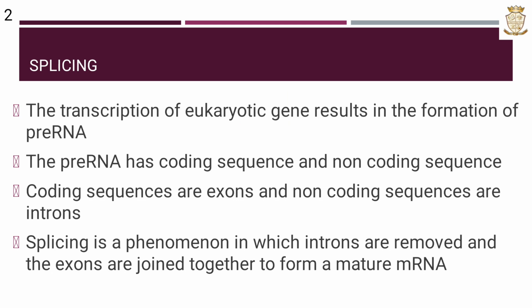The transcription of a eukaryotic gene results in the formation of pre-mRNA. The pre-mRNA has coding sequences and non-coding sequences. Coding sequences are exons and non-coding sequences are introns. Splicing is a phenomenon in which introns are removed and the exons are joined together to form a mature mRNA.